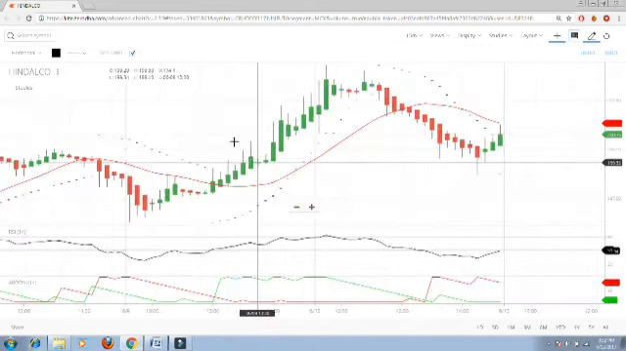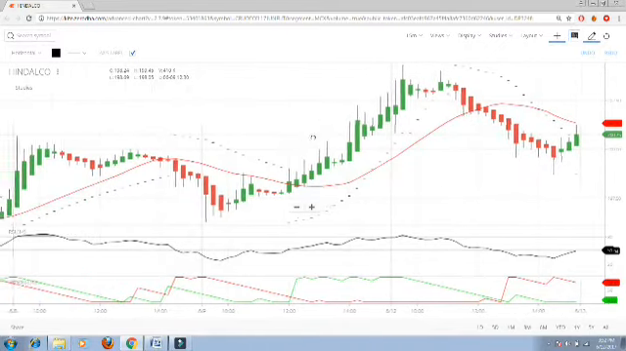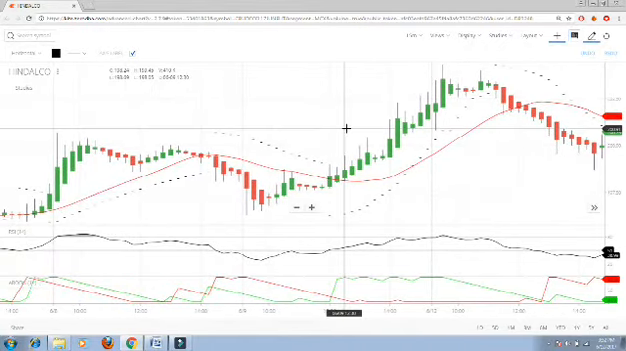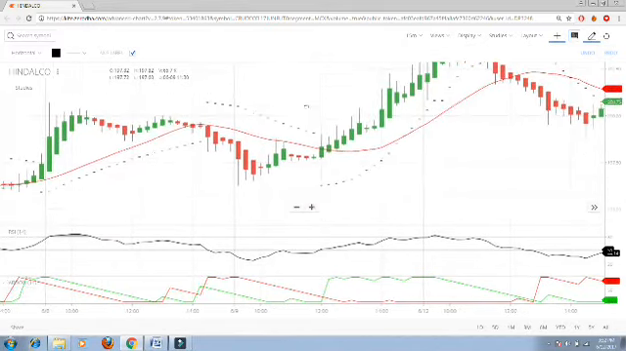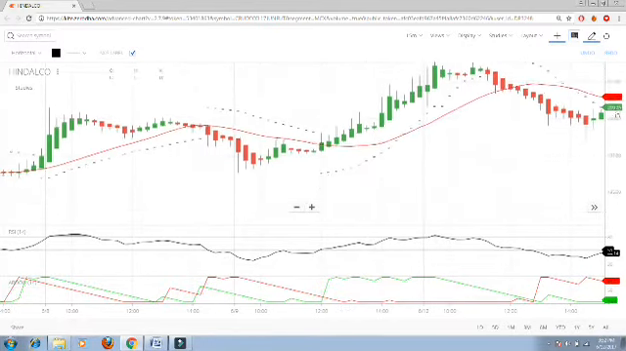Okay guys, before I begin the strategy, I want to tell you to always trade on fresh crossovers. That's how the strategy works. Not only this, any crossover you are trading on any indicator, make sure you're trading on a fresh crossover.